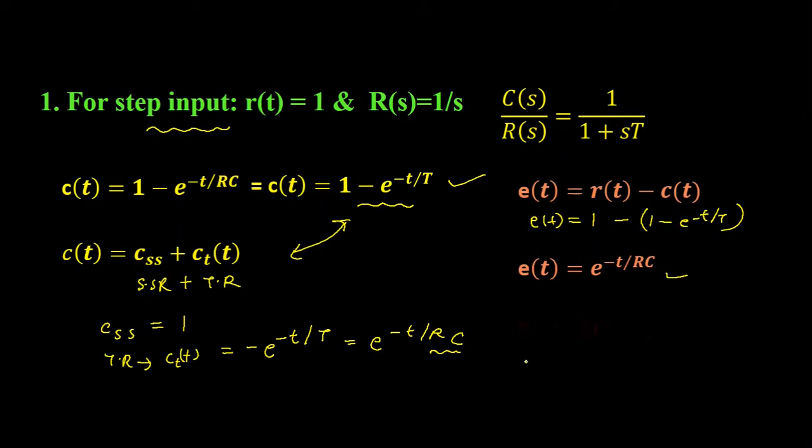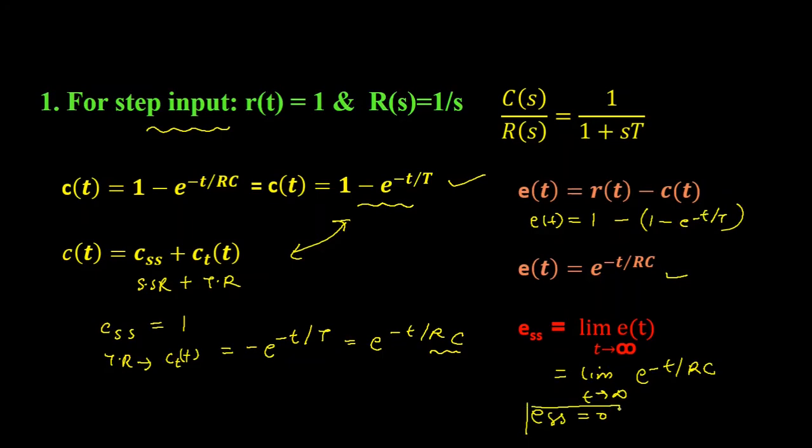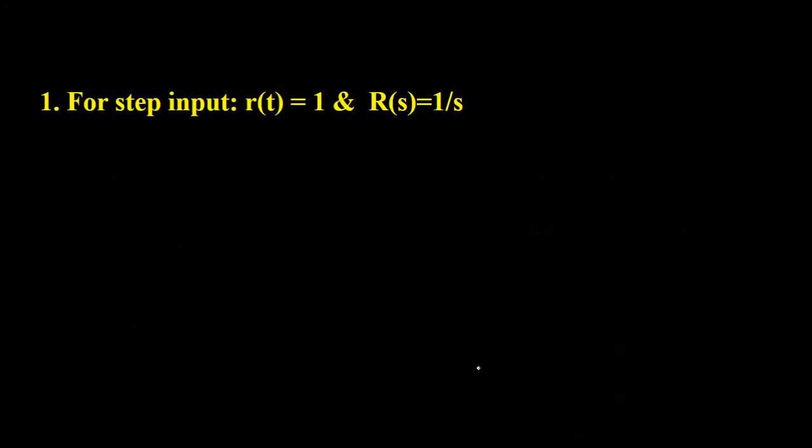Now we find out steady state error using this error value. Steady state error by final value theorem, e_ss will be equal to limit t tends to infinity e(t). So we put the value of e(t) here, we will get limit t tends to infinity e to the power minus t by RC. So when we put the limit t tends to infinity here, we'll get steady state error is equal to 0.